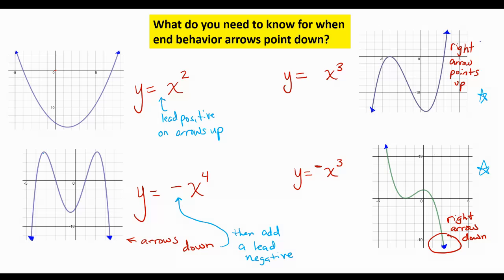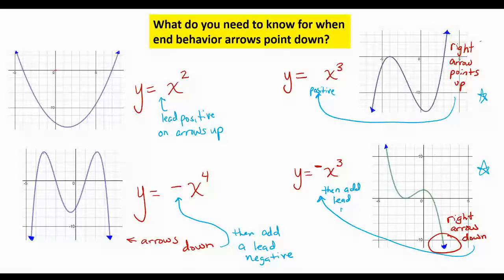So that would be a positive lead. So positive lead. This one, when the right arrow points down, then add a lead negative. Okay? So either both arrows pointing up, both arrows pointing down, or the arrow on the right is up, or the arrow on the right is down. If the arrow on the right is down and the other one's up, then it's a lead negative. Hit pause if you need a moment.